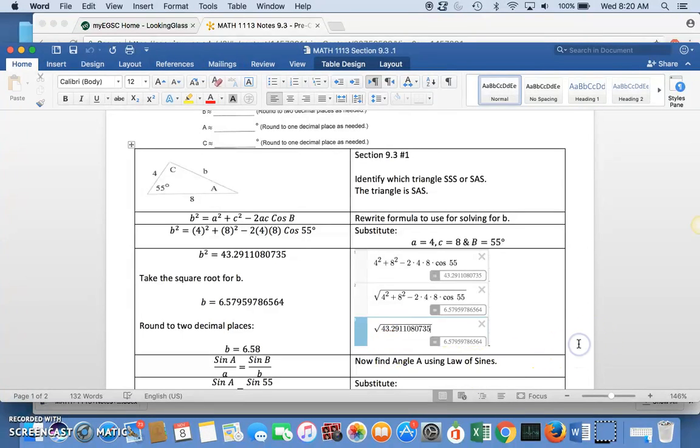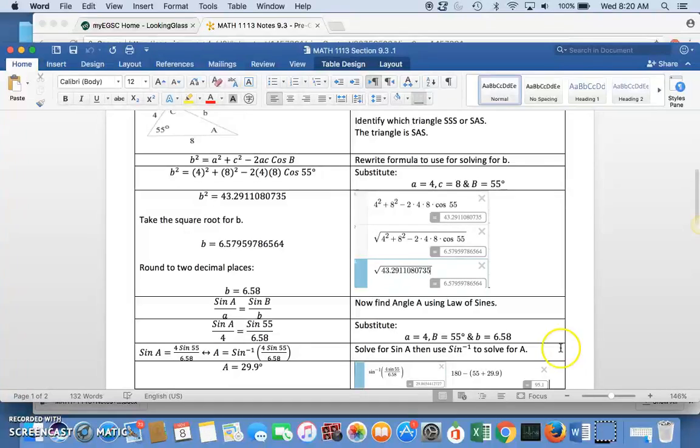Okay, once you find that, then you can use the law of sines. So sine A is to side A as sine B is to side B. We are actually looking for angle A here, so that's going to be our unknown. Side A was 4, side B was 6.58, and angle B is that 55. So we set that up, you cross multiply, divide.